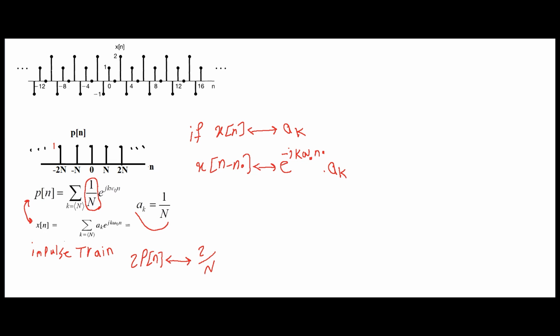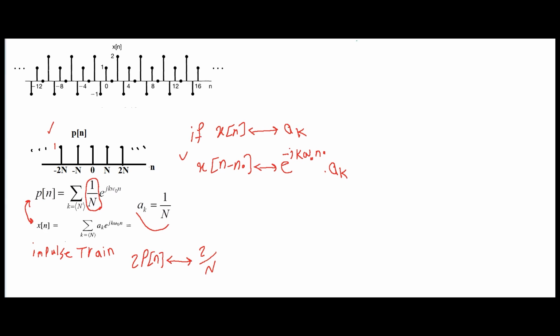Now we want to express xn in terms of Pn. If you look carefully, the signal is periodic with period 4, so n equals 4, and omega 0 equals 2p divided by 4, which is p over 2. Now we rewrite the signal.